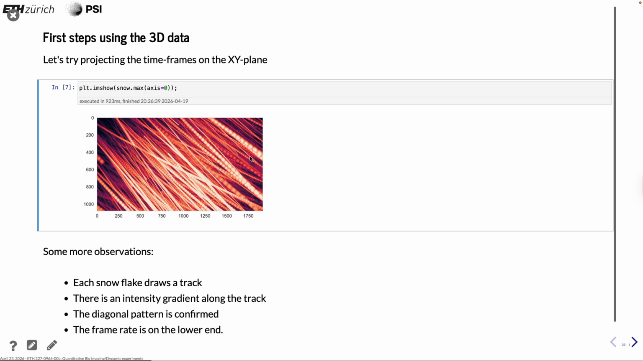So you can really already read out from this one, qualitatively see some of the aspects of the image. And in principle, we can also confirm that the frame rate here is on the lower end because we have these dotted lines, and that says in principle that it's undersampled.